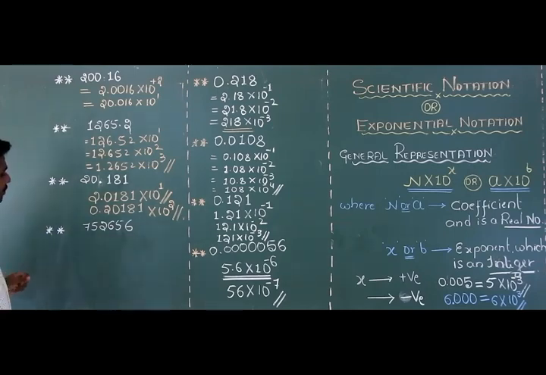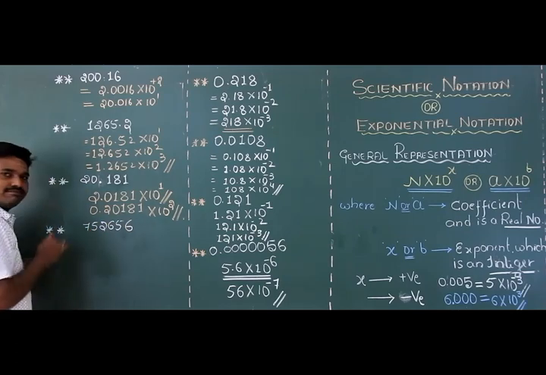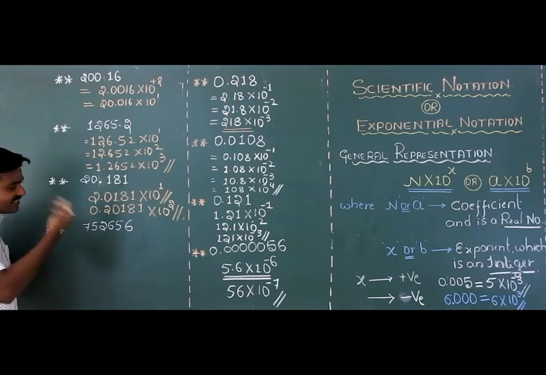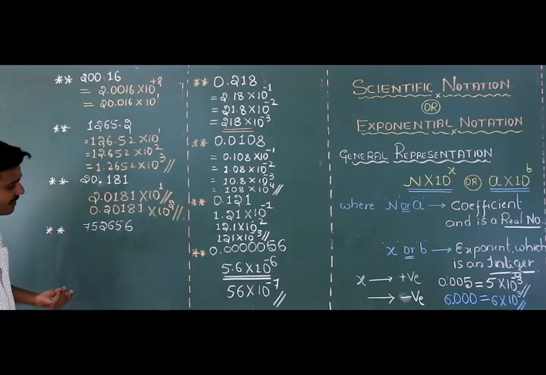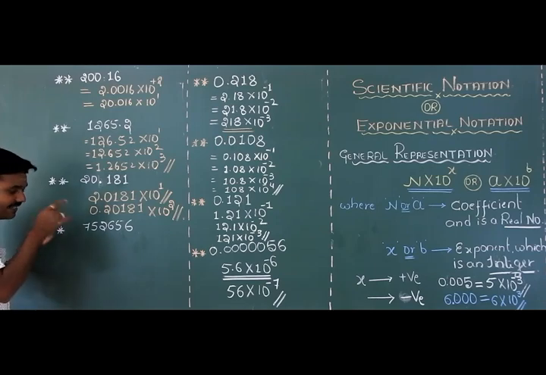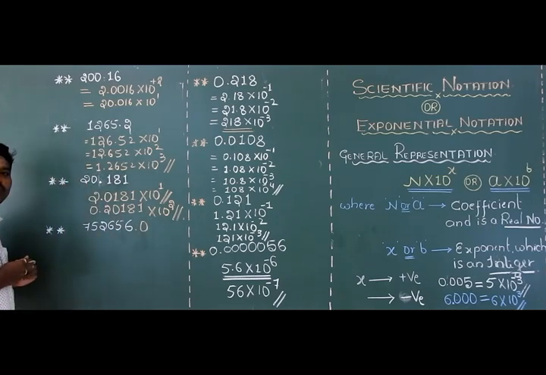And the fourth example is 75256. This is the given number. It's a very large number, and this large number is represented in scientific notation. In this given number the decimal point is here.